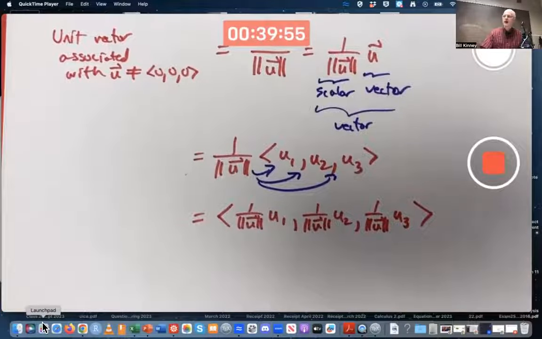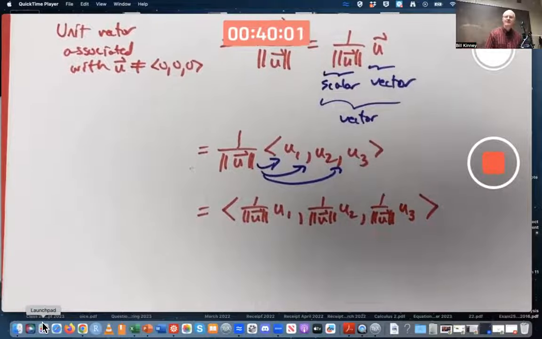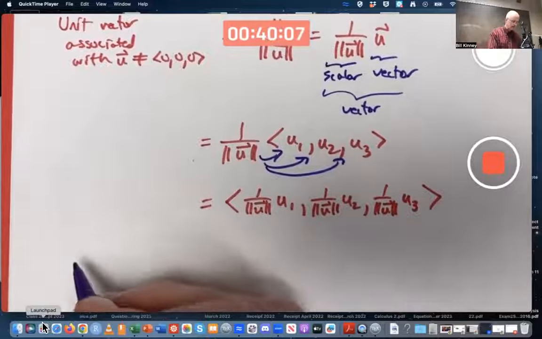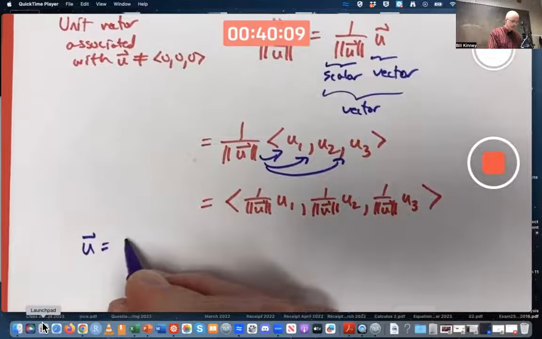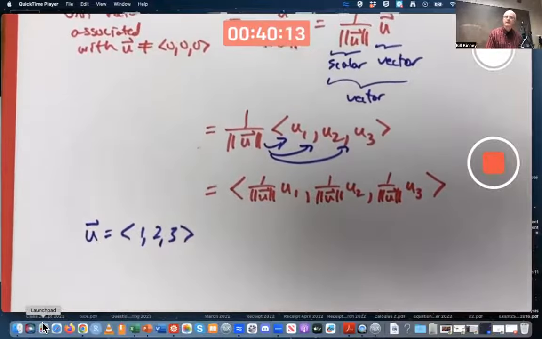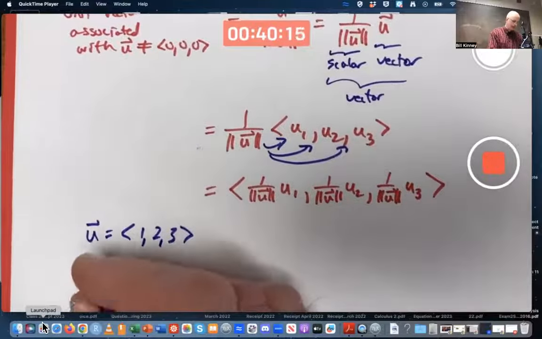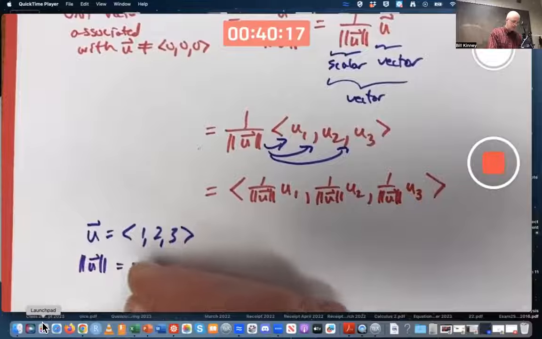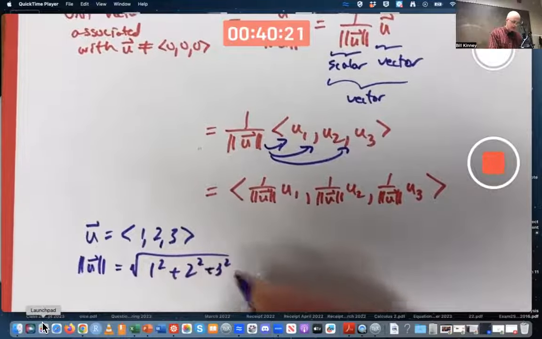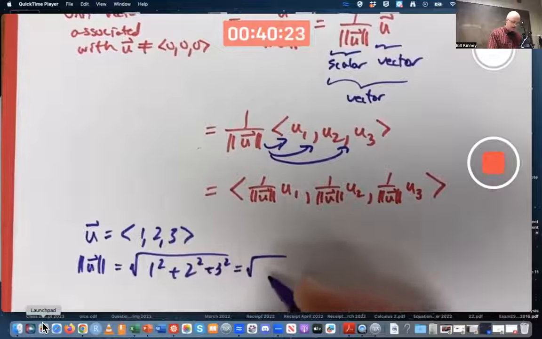That's the components of the new vector. As an example, what if u is, for lack of creativity, 1, 2, 3? What's the magnitude of u? It'd be the square root of 1 squared plus 2 squared plus 3 squared. There's our square root of 14 again.